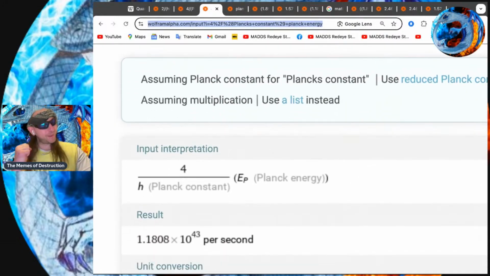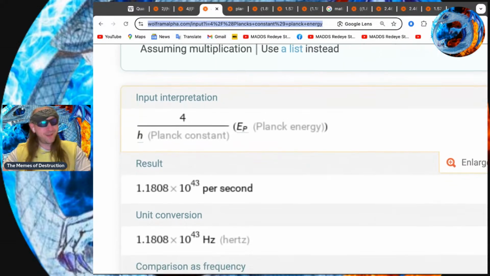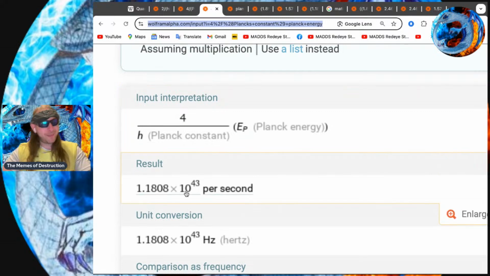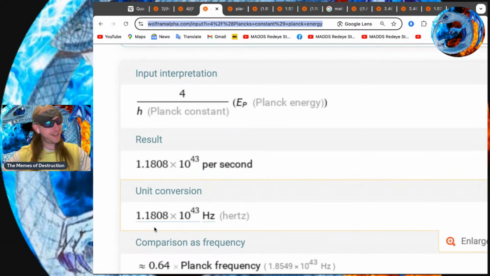Okay. So what happens if we do the maximal energy? Well, that'll be the Planck energy. That's the maximum quantized energy. Cool. So we multiply by that. We get this number here. This ginormous 1.1 times 10 to the 43 per second, which, for those of you paying attention, that's hertz. Because inverse seconds, or inverse time, within the sciences, is frequency. It's hertz. That's the unit we happen to use.